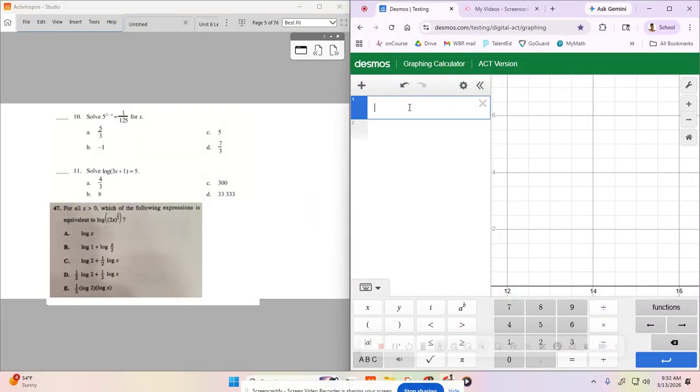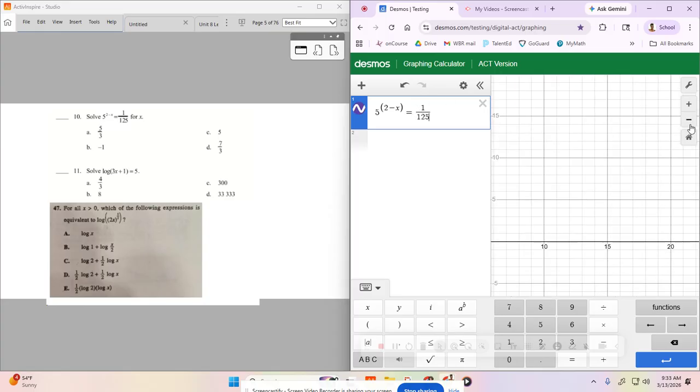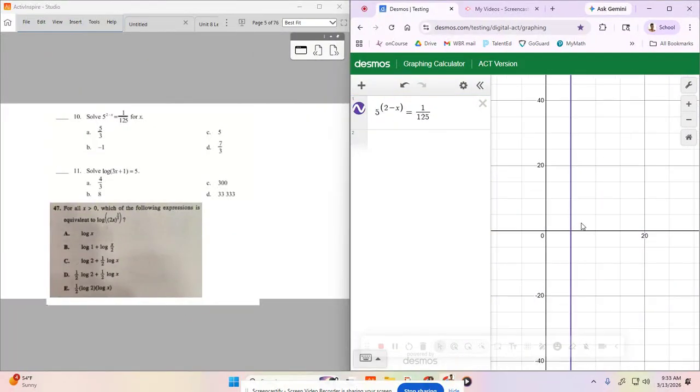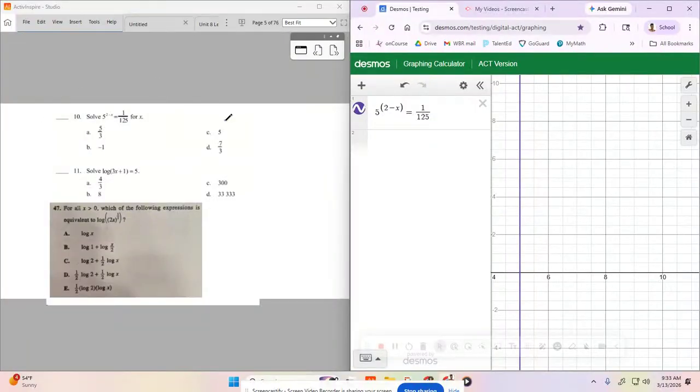All right, next one. Let's solve 5 raised to the 2 minus x. So I'm going to do 5, caret, shift 6, 2 minus x. Notice it brought it down. It's not liking when I do that, so that's telling me I'm going to have to put this 2 minus x in parentheses. Okay, because it wouldn't look the same if I didn't. And then that's supposed to equal 1 over 125. That is at 5.